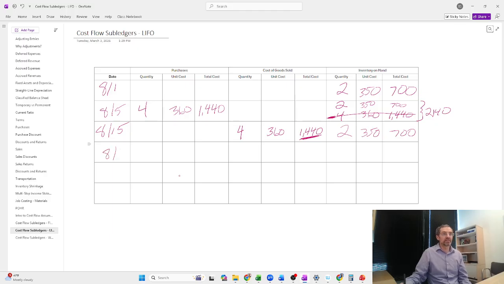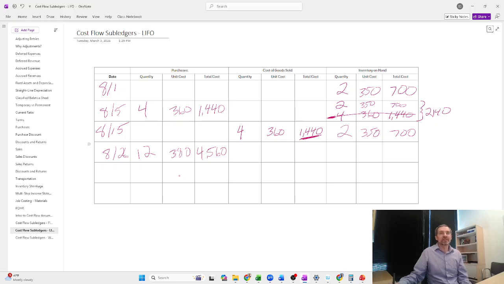On the 26th, we purchased 12 more. And again, this does not really change the journal entry. FIFO and LIFO is going to be the same journal entry. It doesn't change that. No matter what the cost flow assumption we're using, we're still paying $4,560 to our supplier. That hasn't changed. Our supplier doesn't care if we're using FIFO or LIFO. They just want their money.